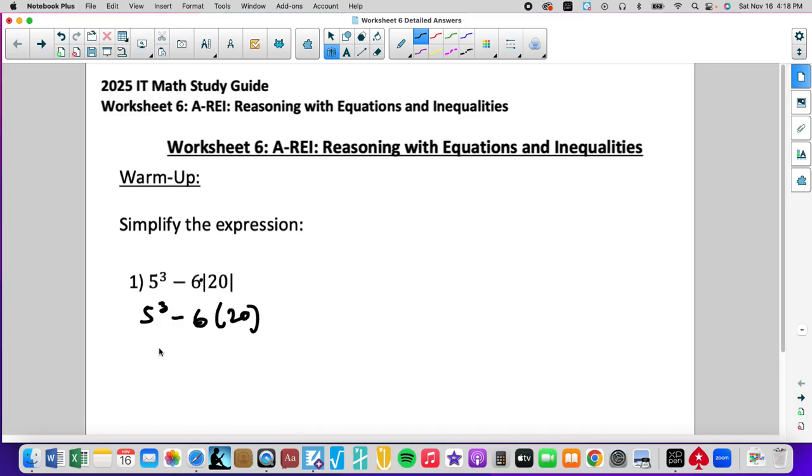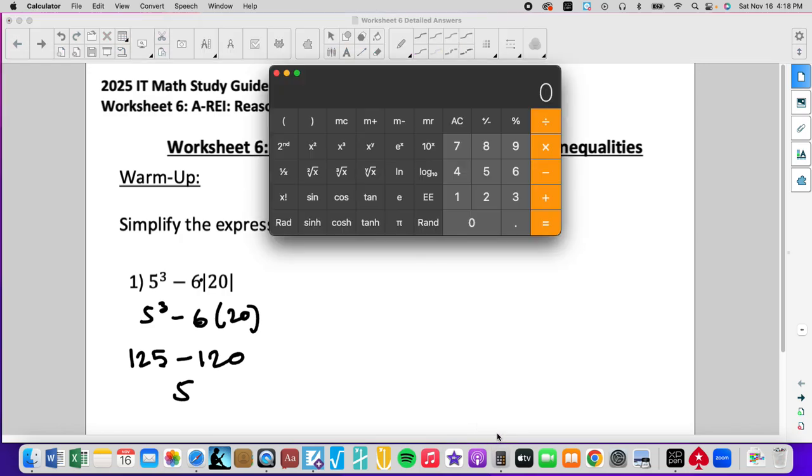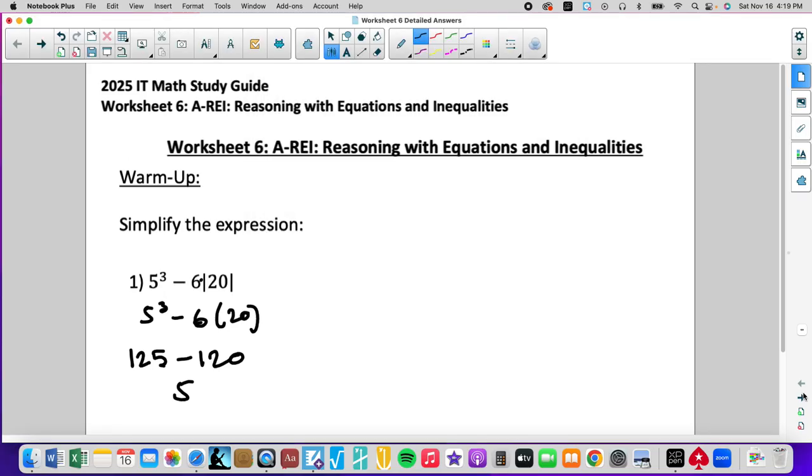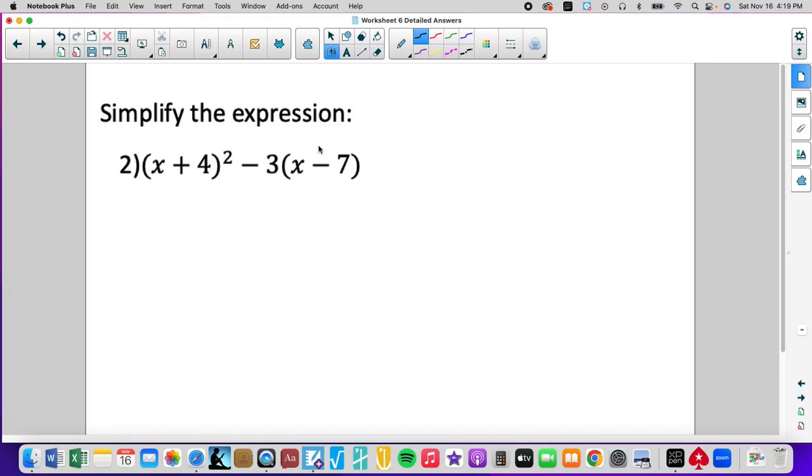5 cubed, I think it's 125, minus 6 times 20, which is 120, and that gives you 5. I'm pretty sure 5 cubed is 125, yeah. Good, that's a nice little warm-up.